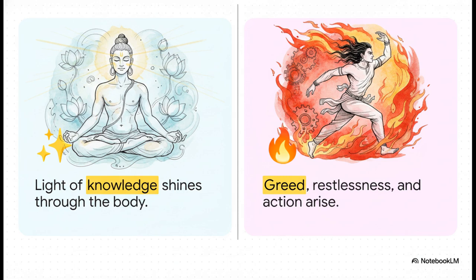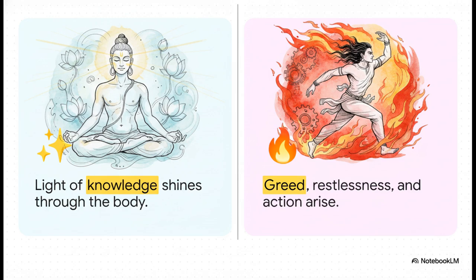So how does this play out in your day-to-day? You can actually feel which guna is dominating your current state of mind. Chapter 14 tells us that when Sattva is running the show, the clear light of knowledge literally shines through all the gates, or the senses, of your body. You just feel incredibly lucid and pure. But when Rajas takes over, greed, restless motion, and this constant burning need to undertake new actions just bubble up. You know that feeling where you literally cannot sit still?